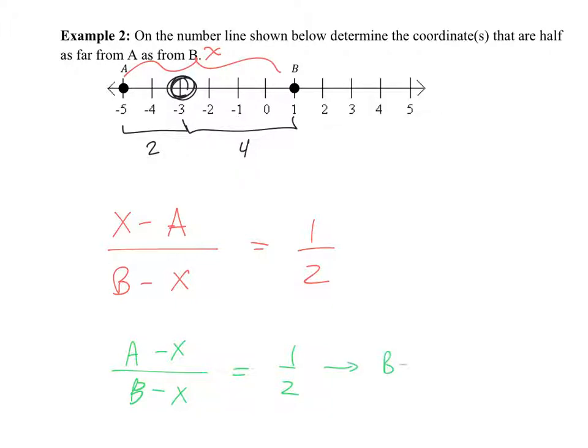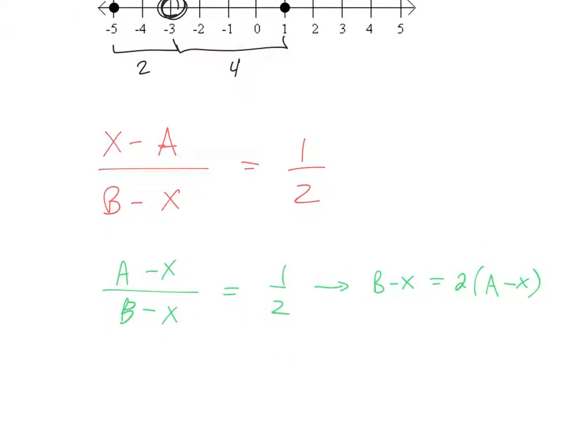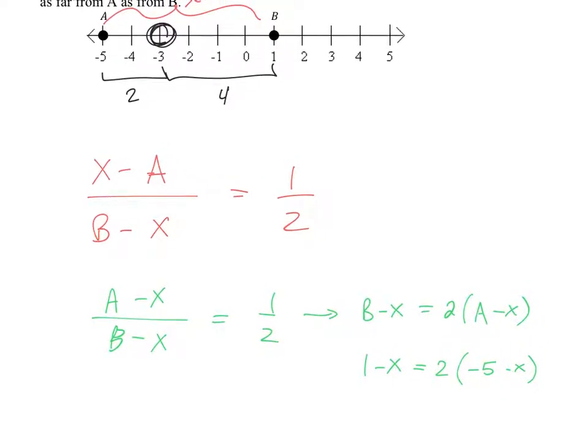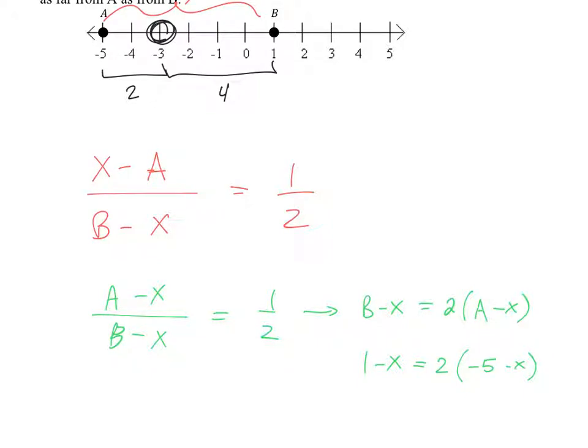Okay, this one will become B minus X equals 2 parentheses A minus X. I need to then distribute the 2, collect terms. My goal here, I know what A and B are. I can plug them in. A is -5, B is 1. So replace the A and B values with their coordinates from above. I'll move down so you can see it. There you go. Okay, replace A and B with their coordinates and just solve for X.